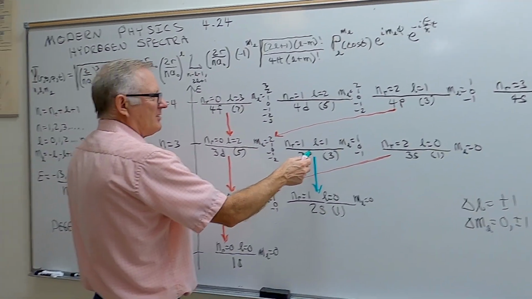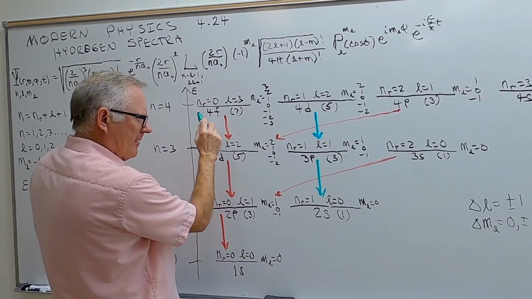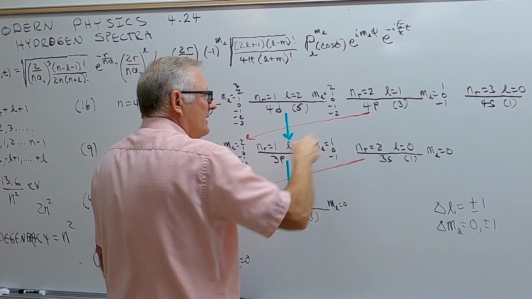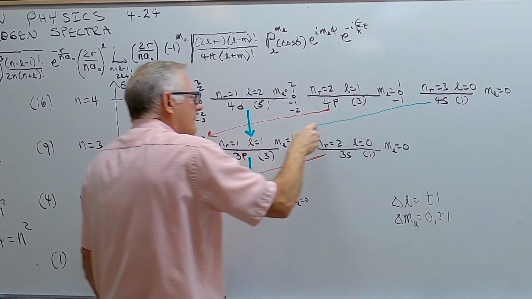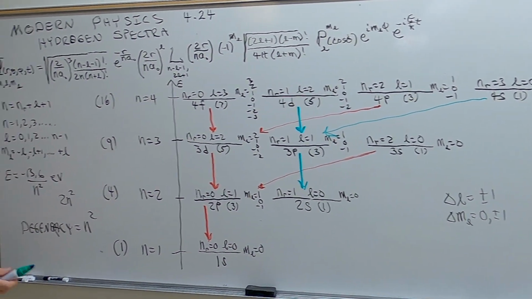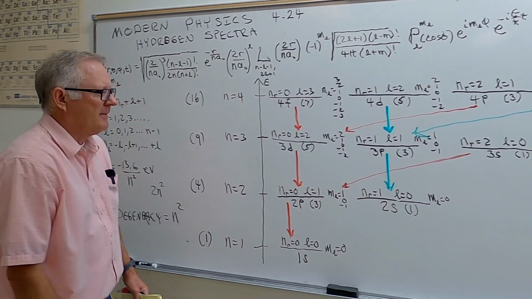Likewise, how do we get to this one right here? Well, we can come in this way. We can't go this way because L would change by 2. We can't go this way, but I guess we could come in over here. Again, selected ones. Remember, these are a whole bunch of lines on top of each other because of the degeneracy.